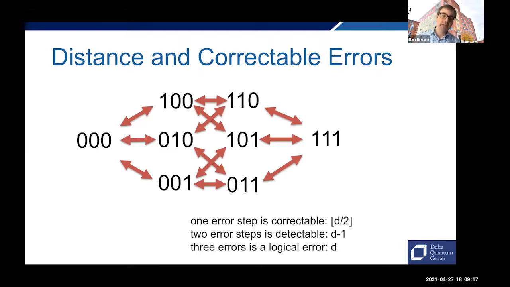So in this particular example, we can correct 1 bit flip. We can detect 2 bit flips, but we can't correct them. And if we have 3 bit flips, we actually go from one logical state to another logical state.